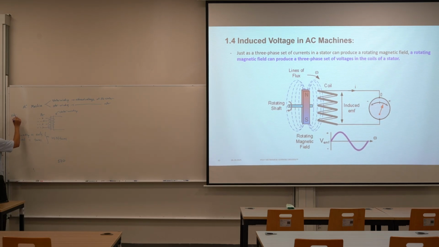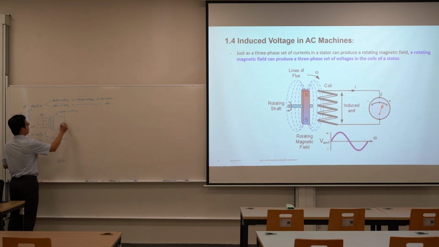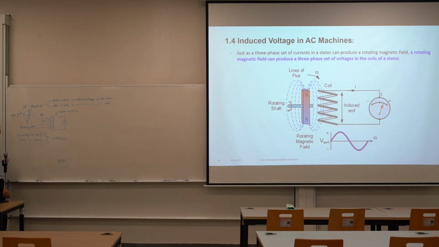Remember that for the rotor magnetic field, we have three parameters: the magnetic flux density, the magnetic field intensity, and the magnetic flux. They have the same direction. If we have a rotating magnetic field across the winding, it will generate a voltage.